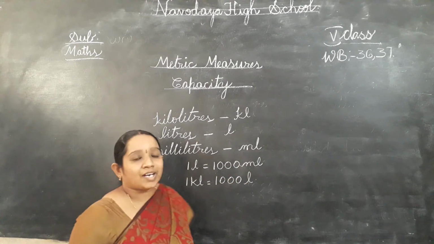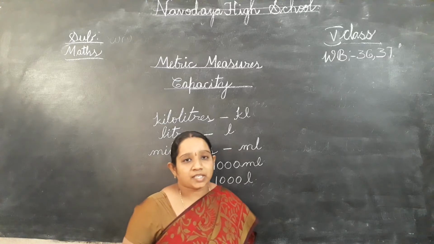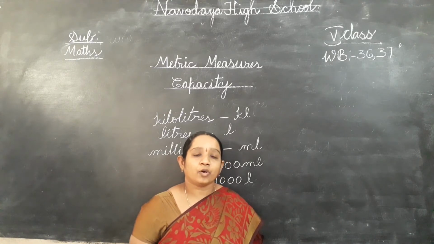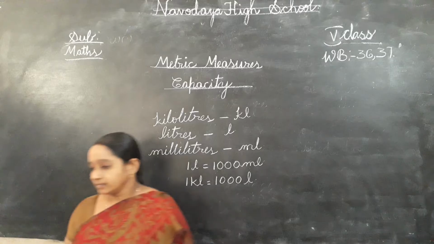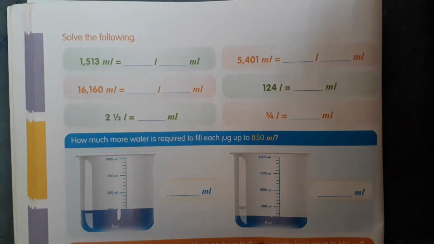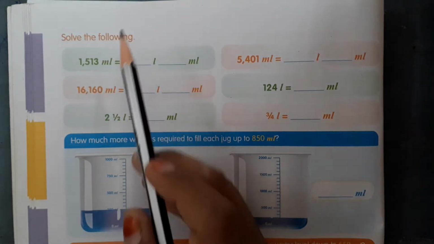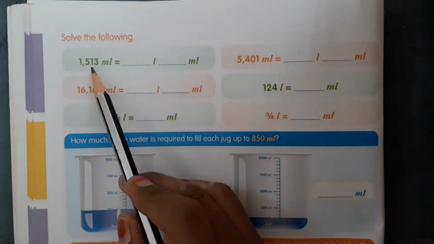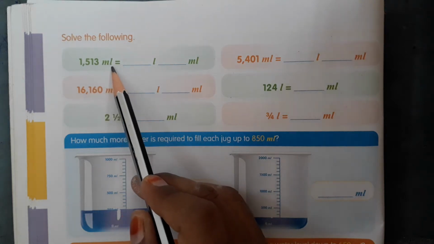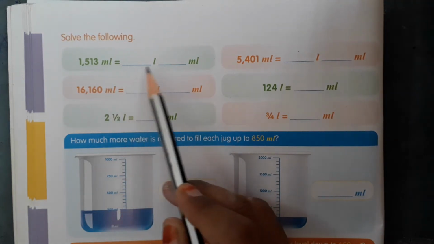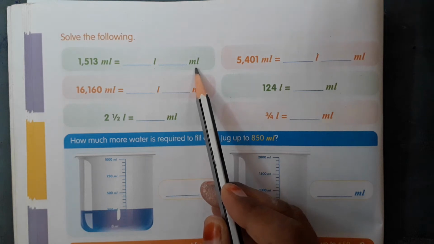Now let us do the workbook, children. Workbook page number 36 and 37. Open your workbooks. Now open page number 36 in your workbook, children. Look here. Solve the following. 1513 milliliters. You have to change them into liters and milliliters.